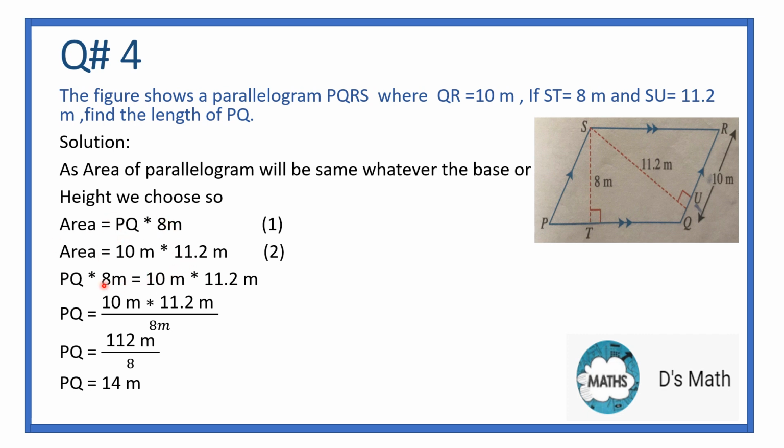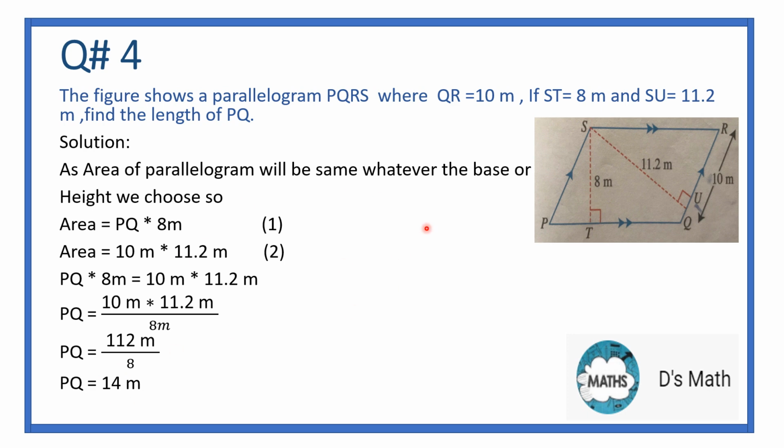So what I have done, I need the value of PQ. So what will I do? I will shift 8 meter to the other side, 10 meter into 11.2 meter, that will be divided by 8 meter. So after multiplying 10 meter with 11.2 meter, I have the answer 112 meter. Now I will divide 112 meter by 8, then I have the answer 14 meter.